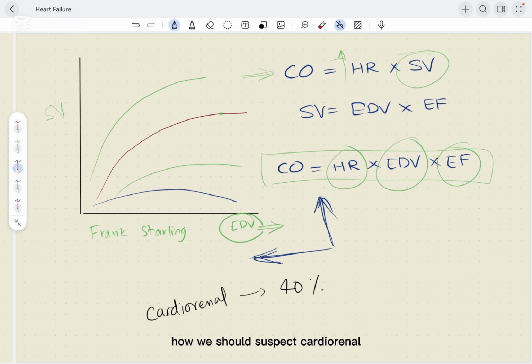How we should suspect cardiorenal is if there is requirement of higher doses of diuretic per amount of urine output. And ideally, the way we manage cardiorenal is also to give a high dose of diuretics, or you can combine it with a non-loop diuretic.